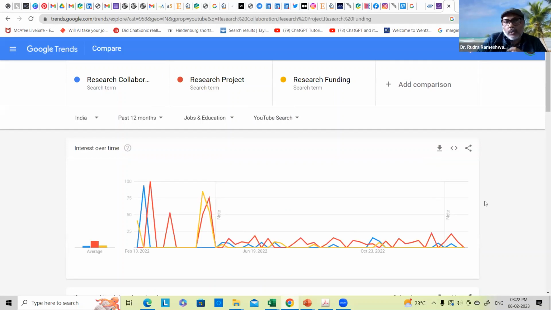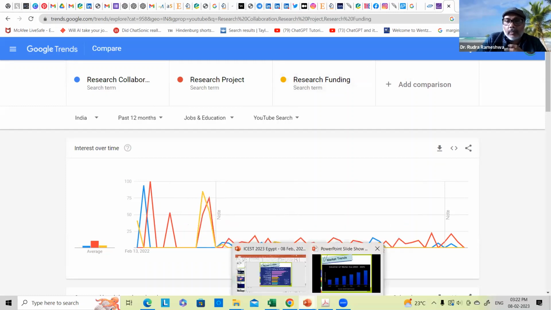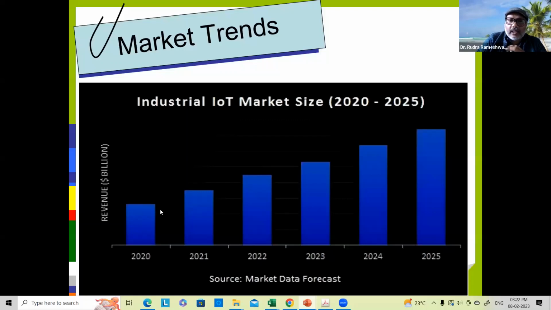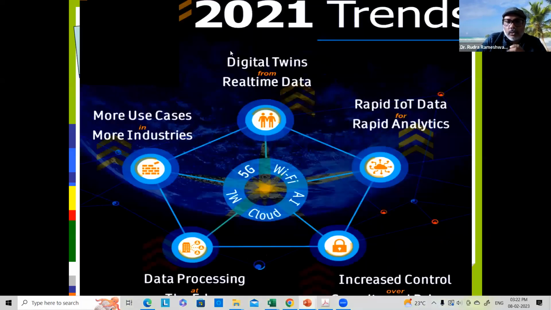So research collaboration, research project, and research funding, that's why there is a huge requirement. It's an invitation, a message to all people. This market trend is not a forecast. It could increase, it could decrease also, depending on the side. These were the 2021 trends, but now also it is somewhat interesting.